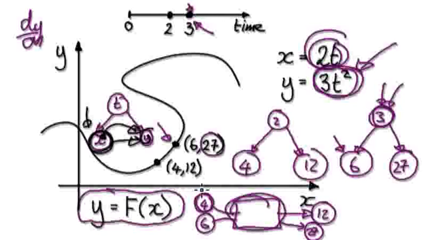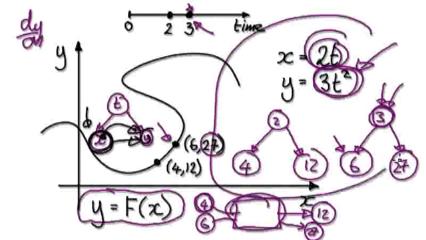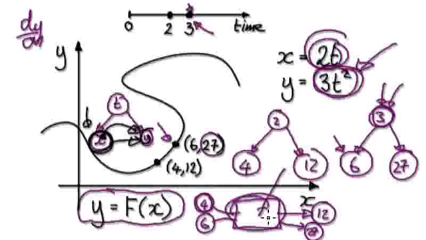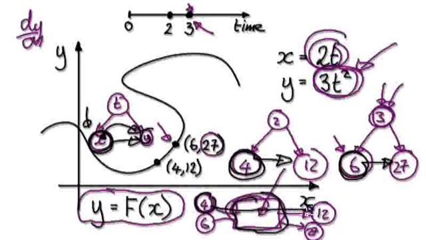I will continue in the next video, but in the meantime, for this example, try to find a function that will allow you to jump from 4 to 12. It will be the same function. Try to find a function in such a way that when you input 4, it will give you 12, and when you input 6, it will give you 27. I will tell you the answer in the next video. Okay?